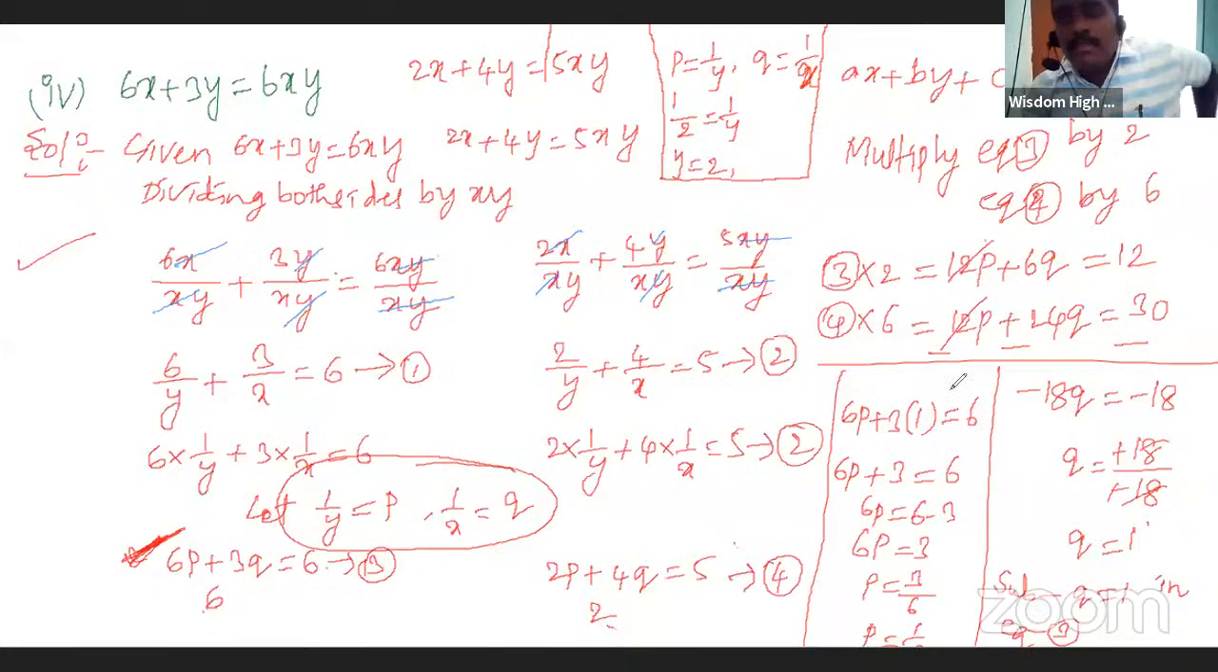Yes, q means here 1 is the q. Then 1 by x is equal to 1, x is equal to 1, y is equal to 2. This is the solution set.